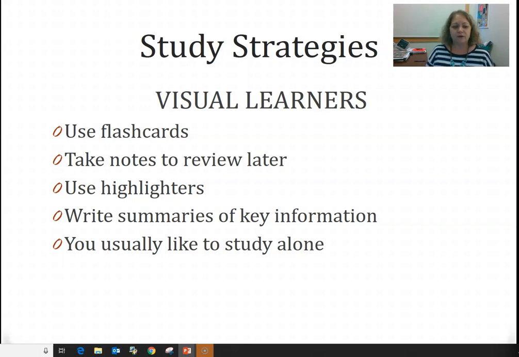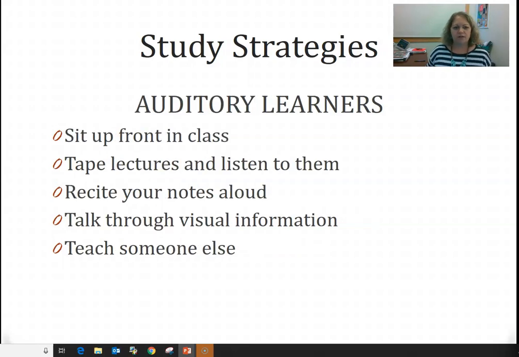Using highlighters, like we talked about earlier. Writing summaries of key information. So after you read for a set chunk of time, maybe 10, 15 minutes, write out the key information that you got from that reading. Or same thing with notes. At the end of the day, write a summary of key information or type it out, whatever works well for you. A lot of visual learners like to study alone. That doesn't mean that you cannot be in a study group. It's just that oftentimes visual learners like to process that information on their own. And we'll talk about utilizing study groups throughout the class.